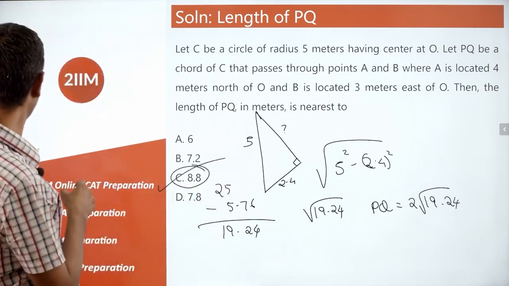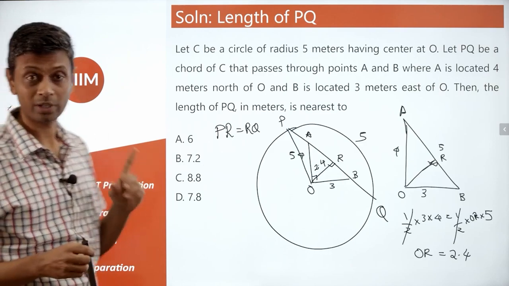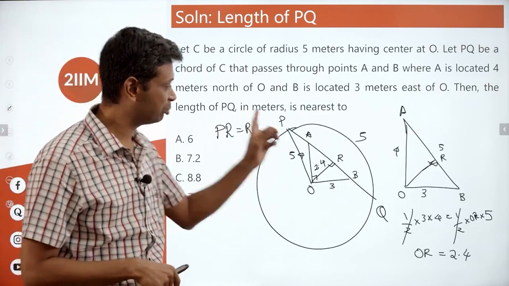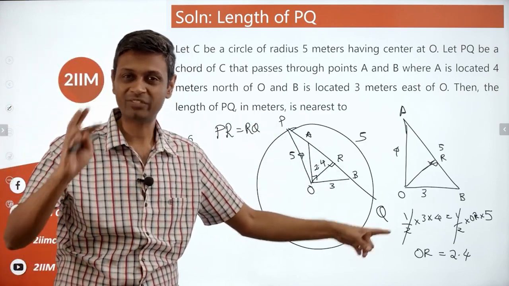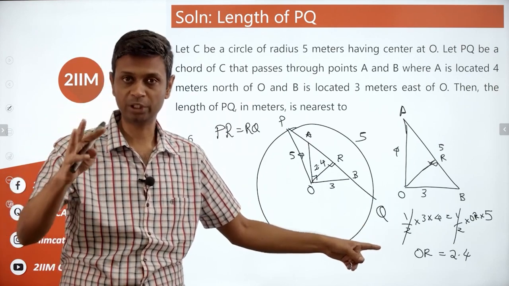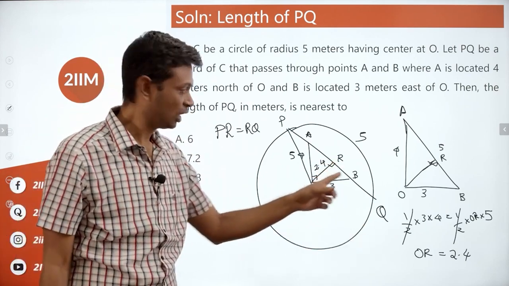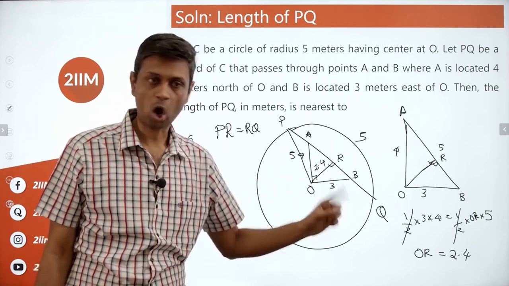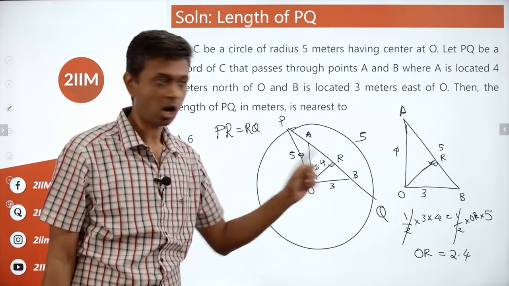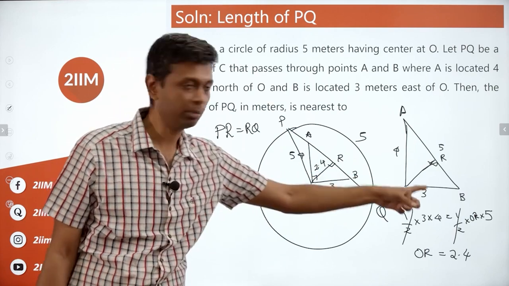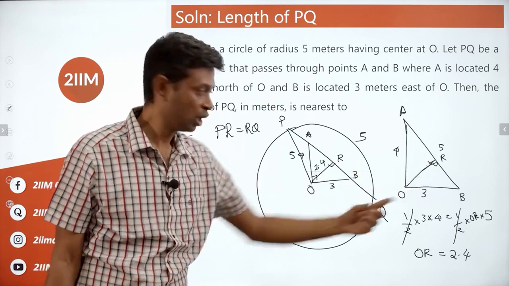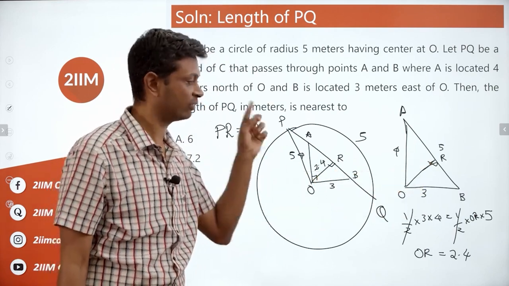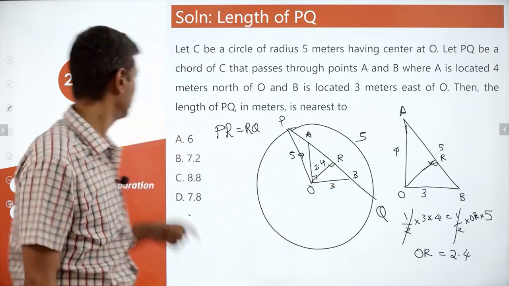Beautiful question. I'm going to go back one slide, look at this diagram again. We want to find PQ. We straight away say from center, draw a line to midpoint of PQ. That will be perpendicular to PQ. We know we want to find PR, which will be equal to RQ, or we want to find OR. How do we find OR? We look at triangle AOB. From that we find OR. We know OR, we know OP, we can find PR, Pythagoras theorem. And we are back here.